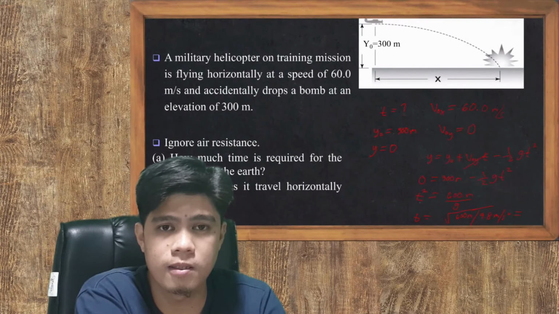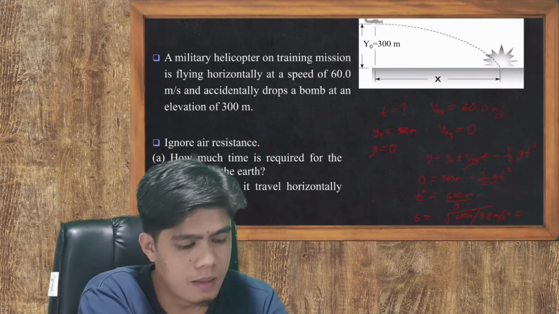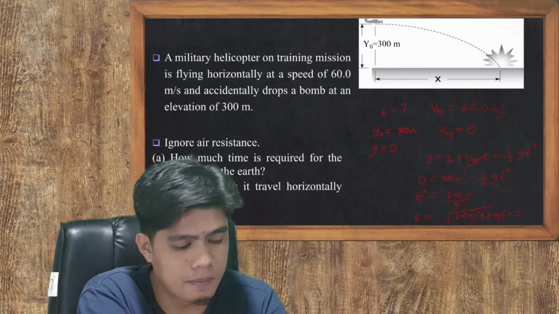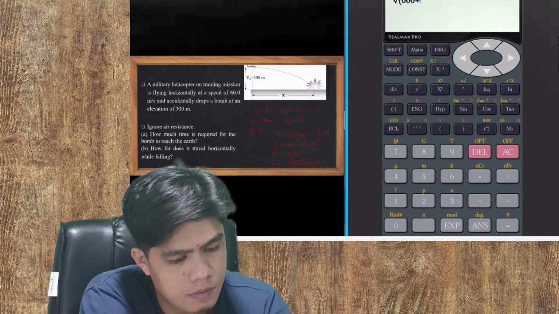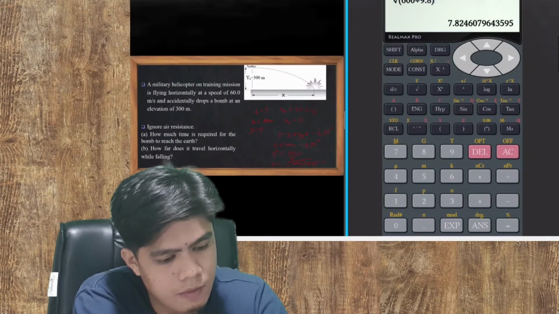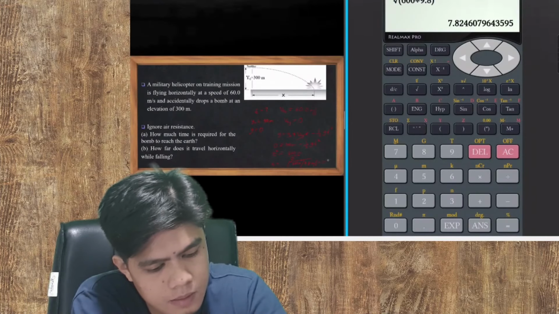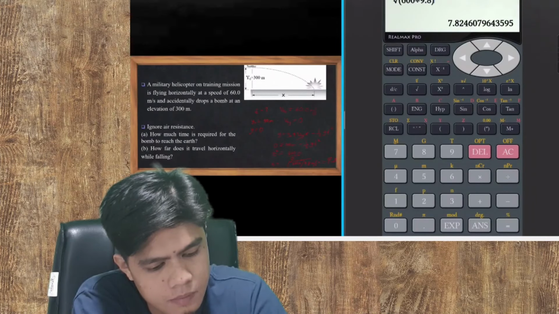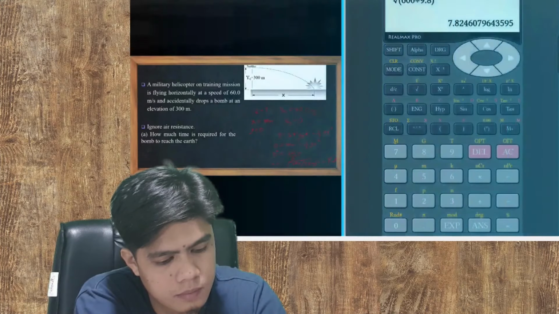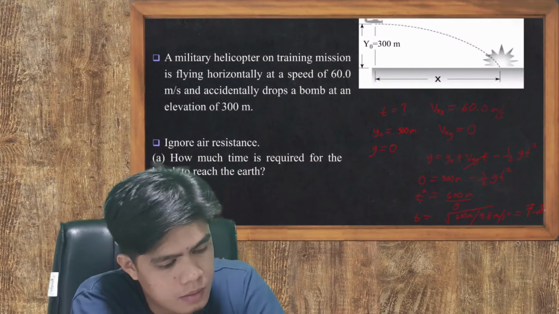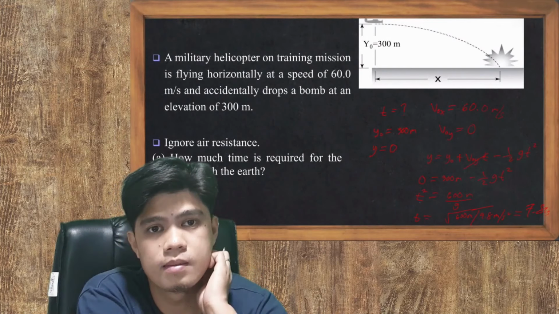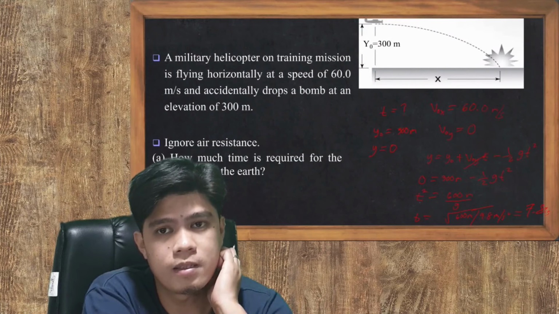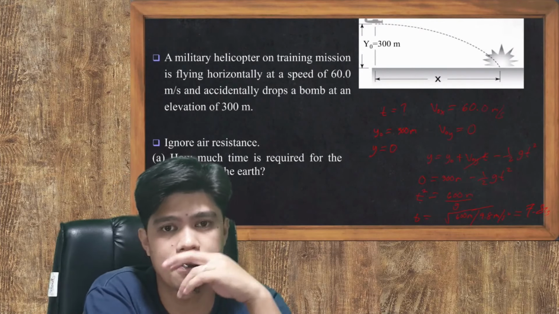So using your calculator, you can solve this equation. Okay, square root of 600 divided by 9.8. So we have 7.82 seconds. So 7.82 seconds. Okay. So that is our final answer for this letter A.